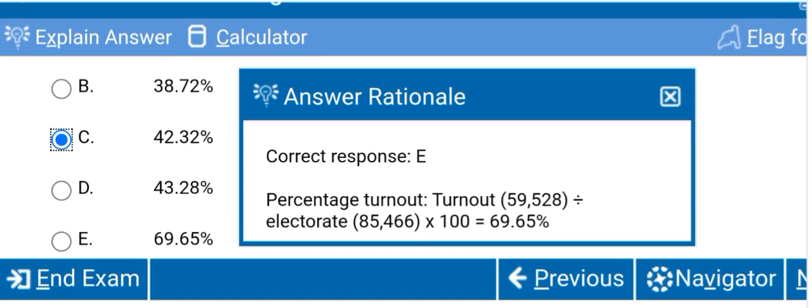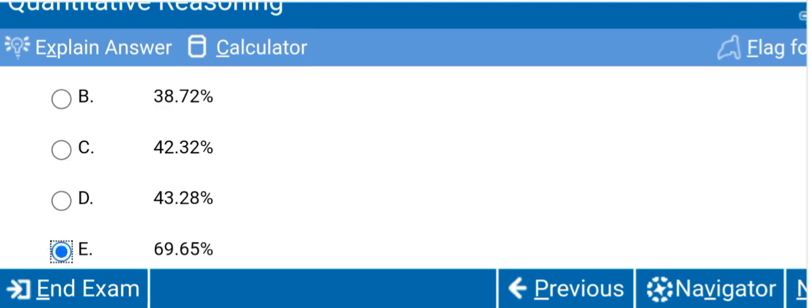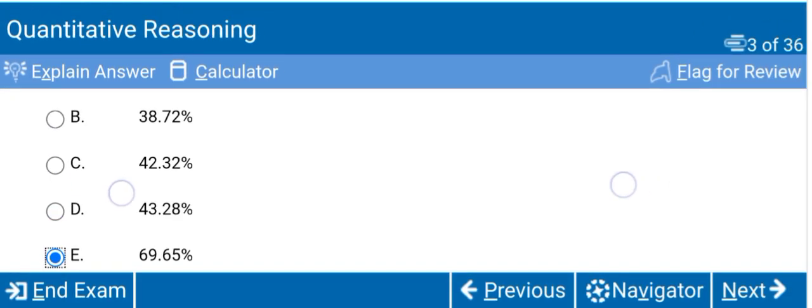The percentage turnout is 59,528 divided by the electorate, that is 85,466, multiplied by 100. This equals 69.65%. So the correct option is option E.